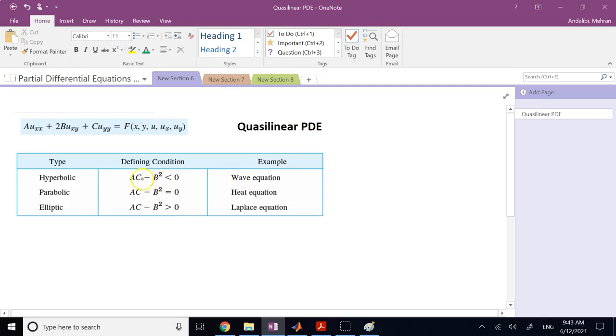Now, if this number here is negative, we call it hyperbolic. If it's zero, we call it parabolic. If it's positive, we call it elliptic. And the examples of them are wave, heat, and Laplace equation. I'm gonna work through some of the numbers for these equations and show you. And why do we categorize them? Because the way that they are solved and the characteristics of their solution properties, like smoothness inside the domain, on the boundaries, and so on, are different, okay?